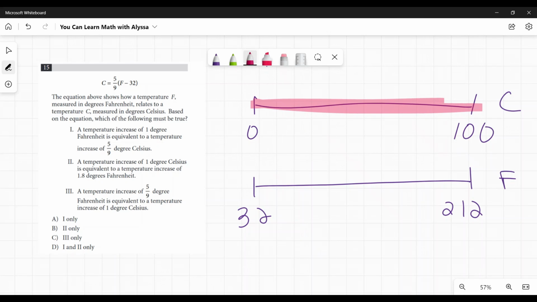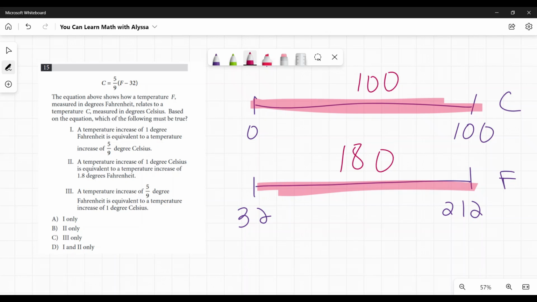In Celsius, this is a gap. There's 100 degrees in here. In Fahrenheit, there's 180 degrees in here. So what does that tell you? If you're thinking about how they increase, Celsius is increasing more slowly than Fahrenheit. Fahrenheit's increasing much more rapidly. So C is increasing more slowly, and Fahrenheit is increasing more rapidly.